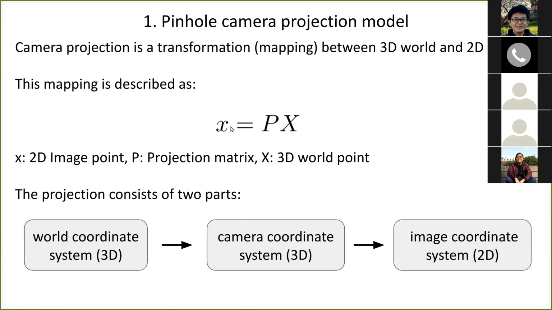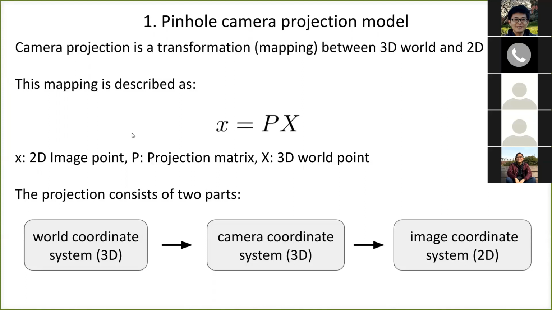So the whole projection process can be described as x equals P multiplied by uppercase X. The big X represents the 3D world point coordinate, and this little x represents the 2D image points. And P is actually the projection matrix. This projection matrix actually consists of two parts, and we will introduce it later.